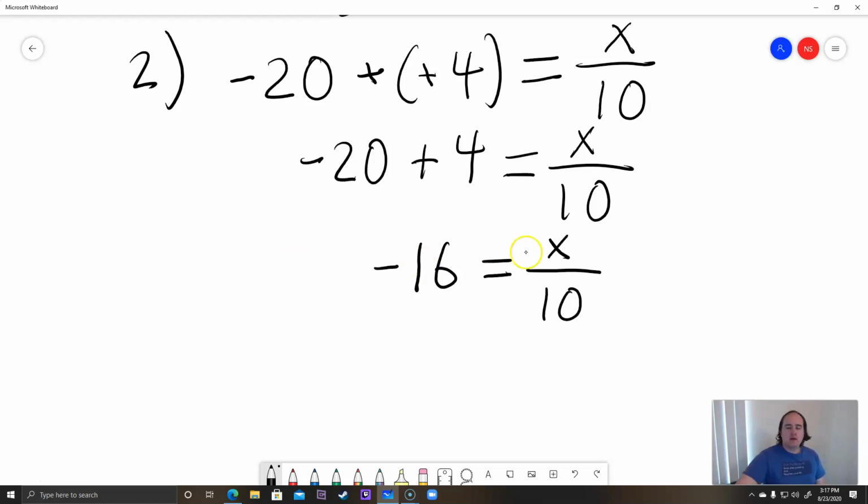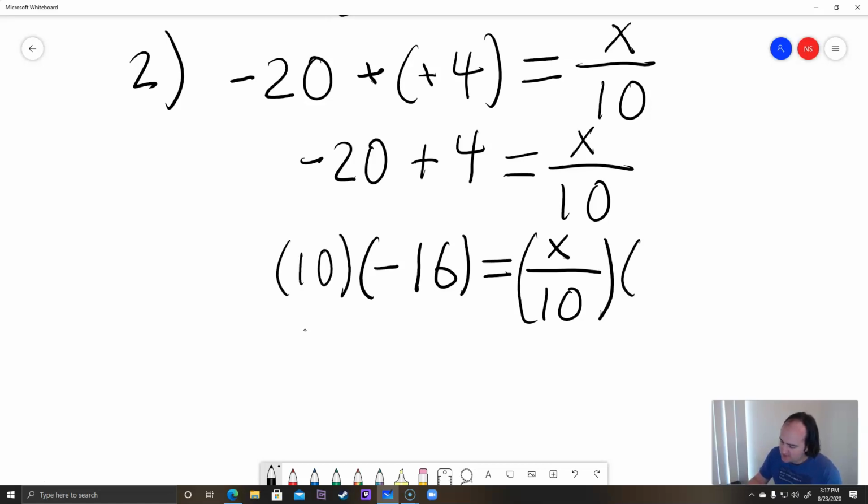Well, on the right side, we're dividing by 10, and we have to do the reverse operation. So what's the opposite of dividing by 10? Multiplying by 10. So we multiply both sides of the equation by 10 to isolate x. So I'm just going to put parentheses around both sides, and then I'm going to multiply both sides by 10.